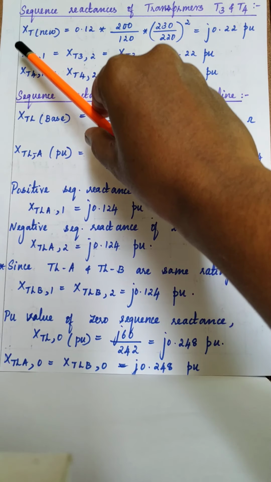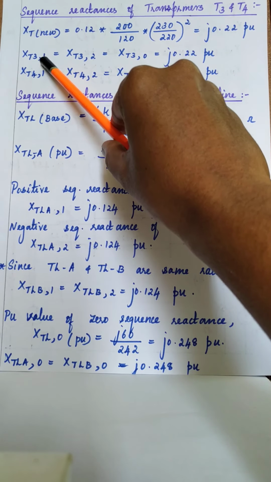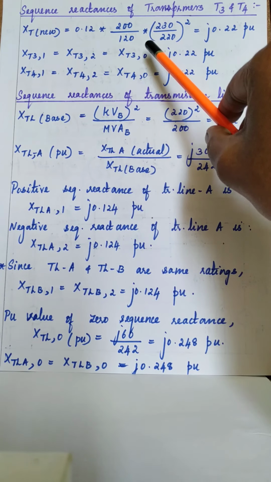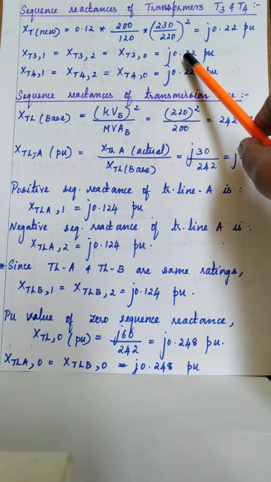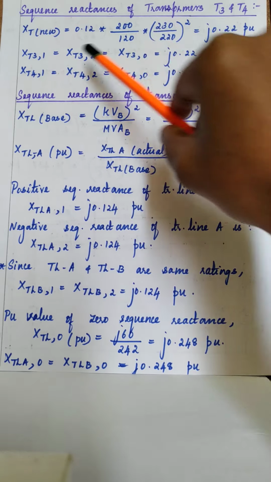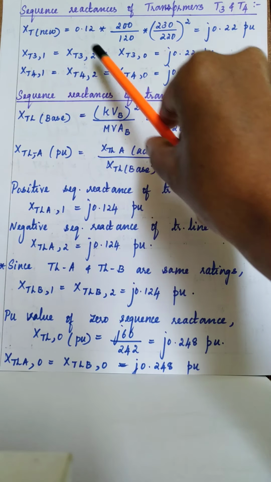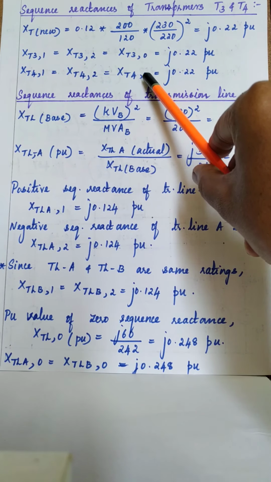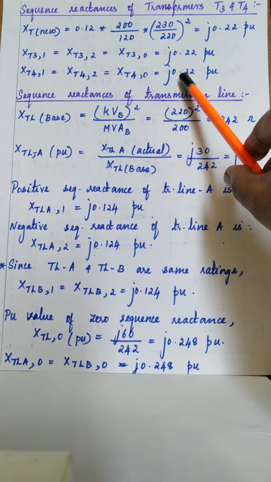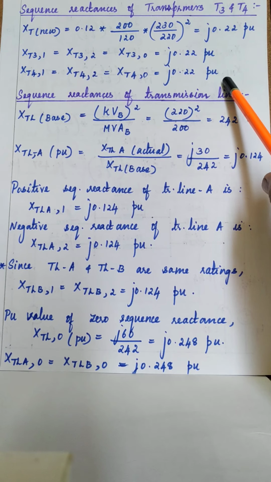So now for transformer T3, the positive sequence reactance, negative sequence reactance and zero sequence reactance are all the same, which is j0.22 per unit. In the same way, for transformer T4, the positive sequence reactance, negative sequence reactance and zero sequence reactance are all equal, which is j0.22 per unit.